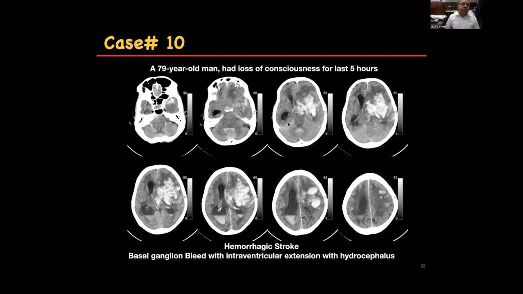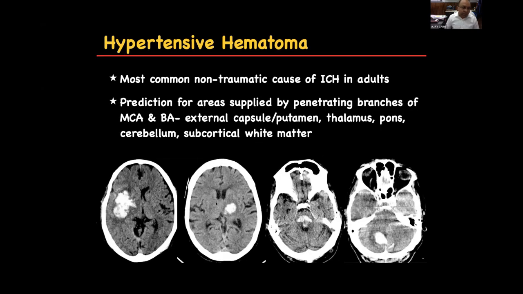If you look at the location of the hypertensive hematoma, it is the most common non-traumatic cause of ICH. It is predicted in the areas of the basal ganglia involving the external capsule and putamen, then thalamus, pons, and the cerebellum. These are the 4 common locations of hypertensive hematoma which can be picked up on imaging.